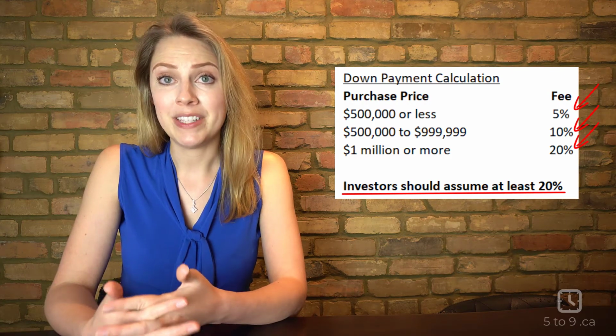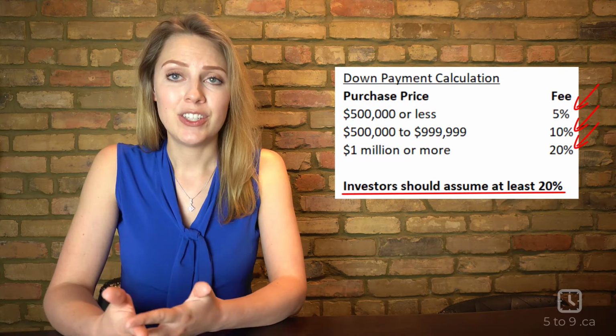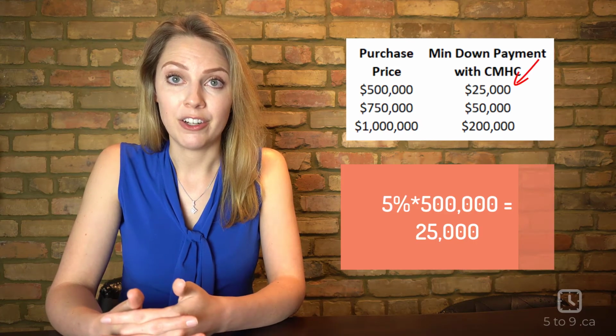So if I use a couple of examples to help illustrate this, let's just make it easy and say that your first option is $500,000. So assuming your income ratios align with this, you can put down a down payment of 5%. So in this case, 5% would be $25,000.